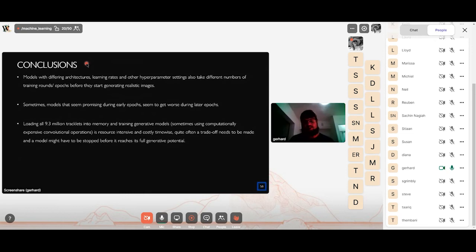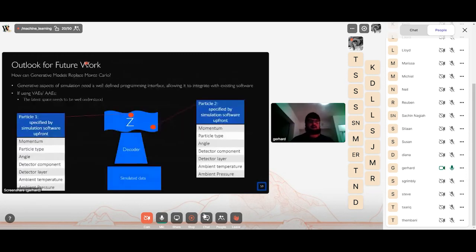Another thing that was quite hard was that loading all 9.3 million tracks into memory is quite computationally expensive, as you can imagine. And obviously I was doing my master's while I was working full-time, so you can't really just train generative models while you have to be at work. So you just have to make a trade-off and stop a model before it actually reaches its full potential.